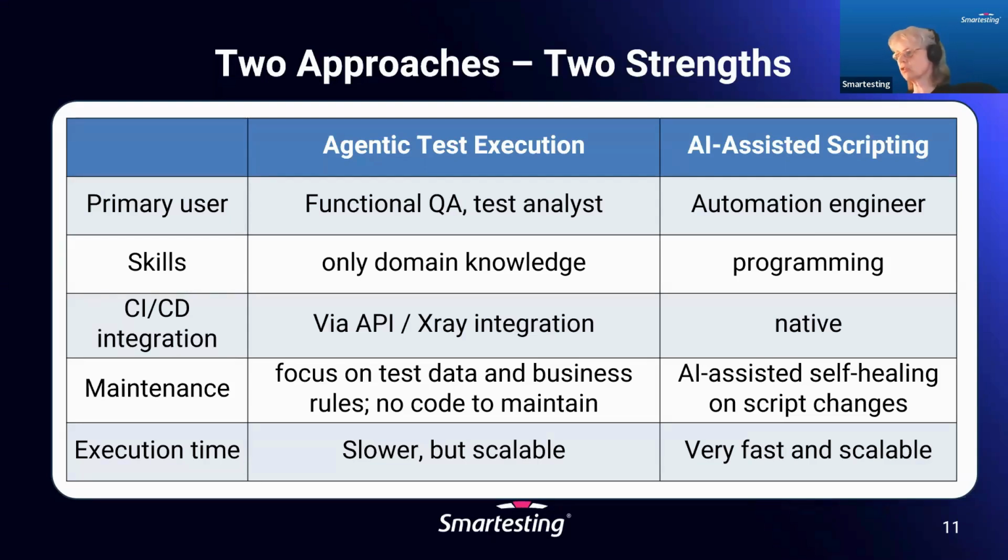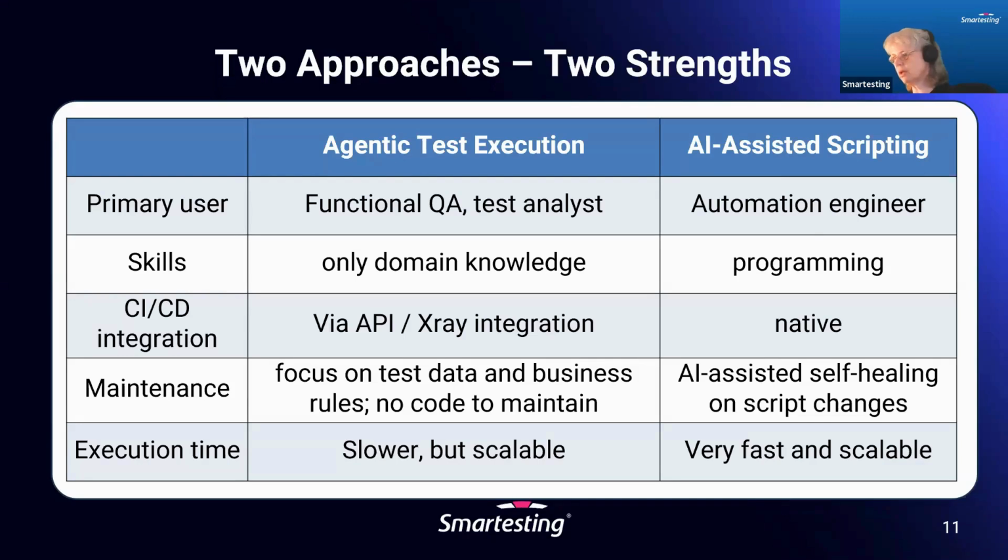Agentic test execution can be integrated into a CI/CD pipeline via API or via an X-ray integration. But I have to admit that this is one point that speaks for AI-assisted scripting, because the integration is native. It's pretty simple and probably already done in your context.